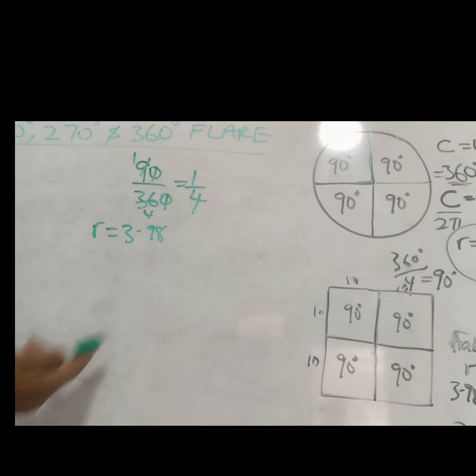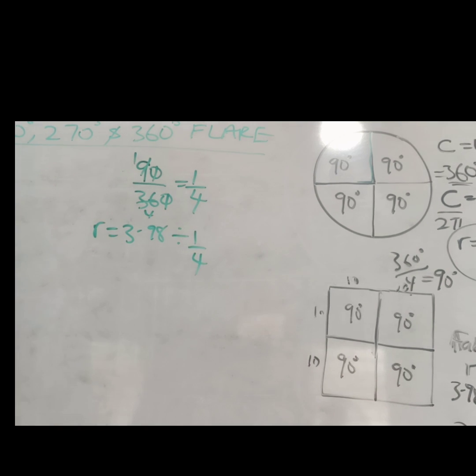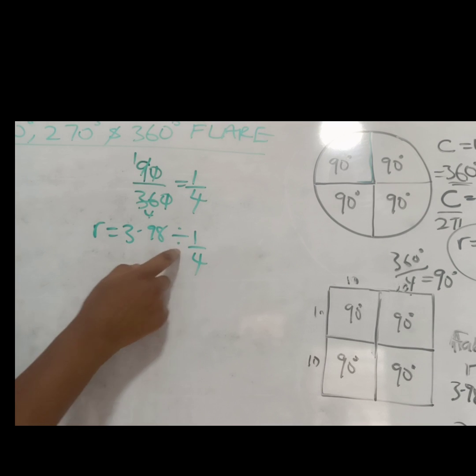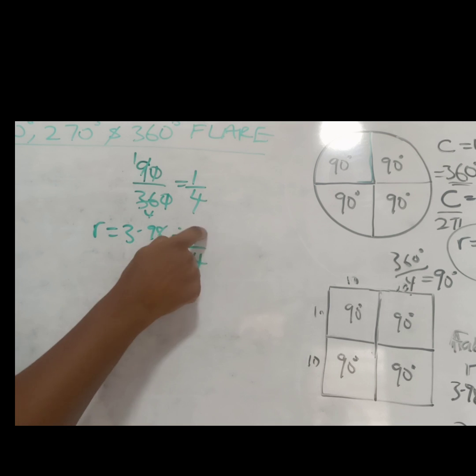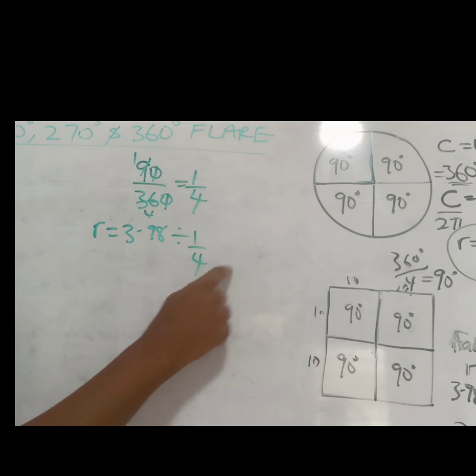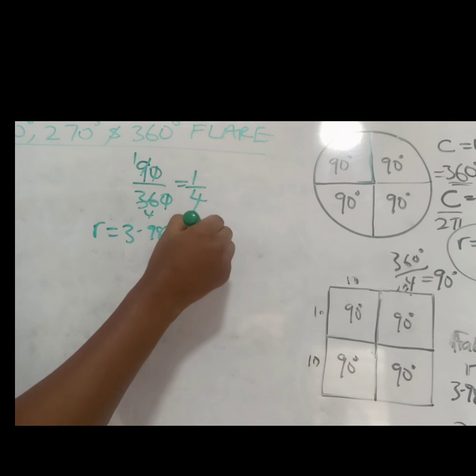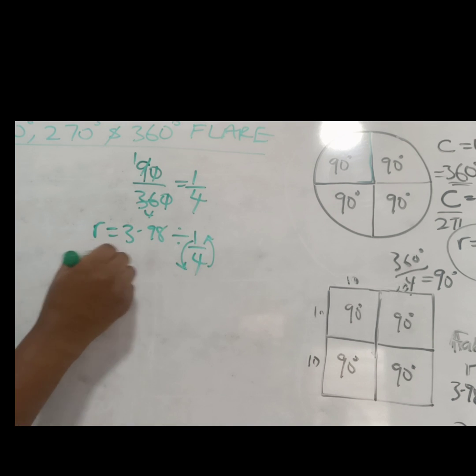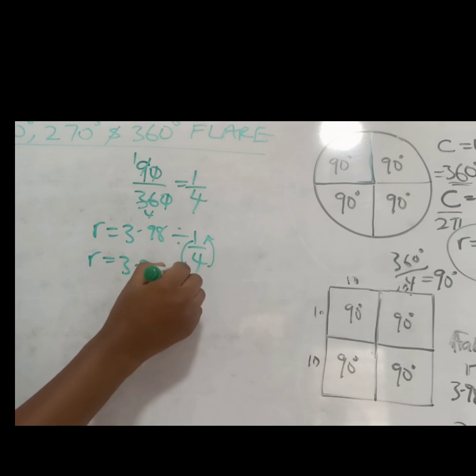So if you want to now calculate the 90 degrees, to this radius, you just say divide by 1 over 4. And of course in mathematics, to change this division to multiplication, you have to alternate between the numerator and the denominator. The denominator will become the numerator and the numerator will become the denominator. This will come this way and this will go up. So you will now have 3.98, and to change this sign, times 4.